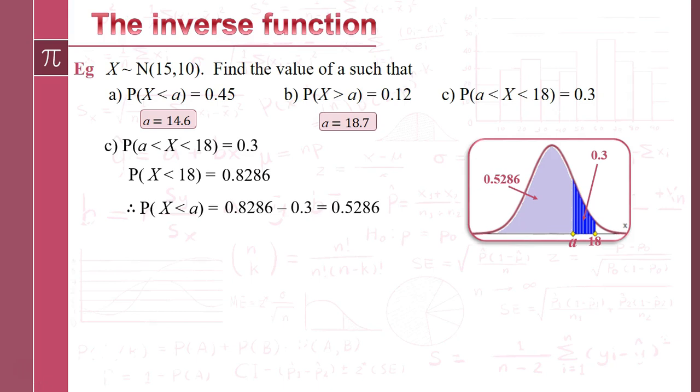And so once I've got that figured out, all I've got to do now is go to my inverse normal distribution function on my calculator. And there you go. There's your value for A.